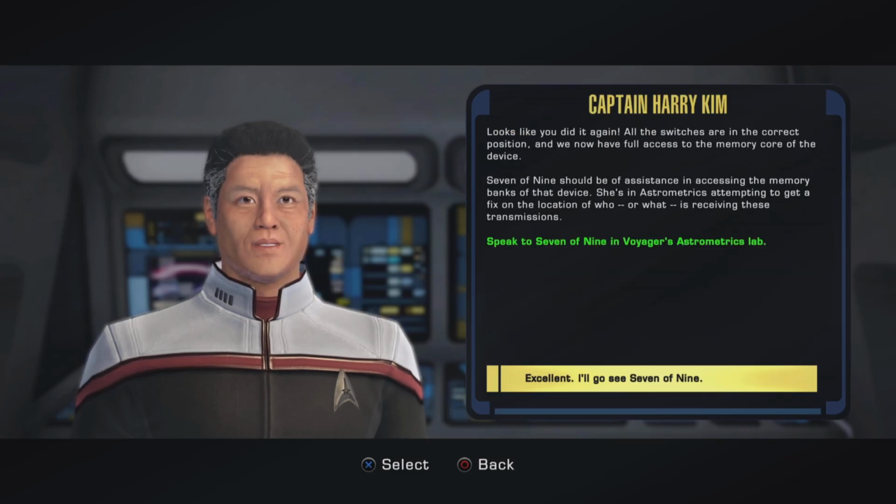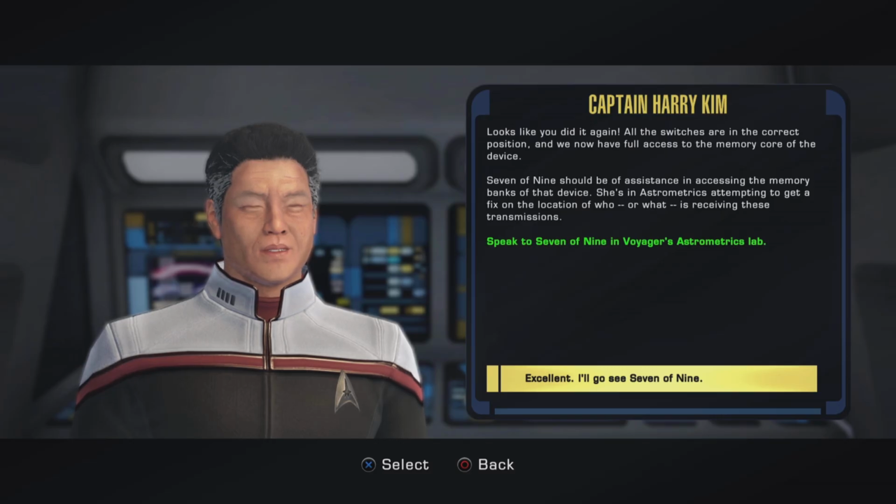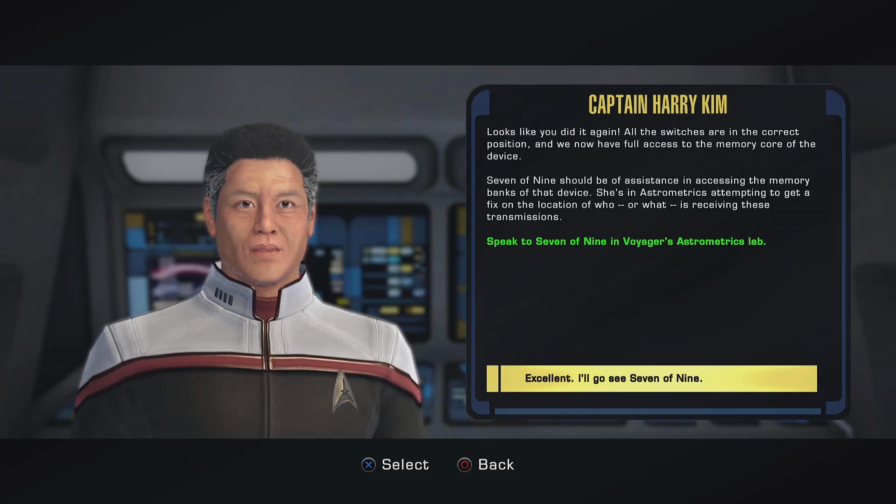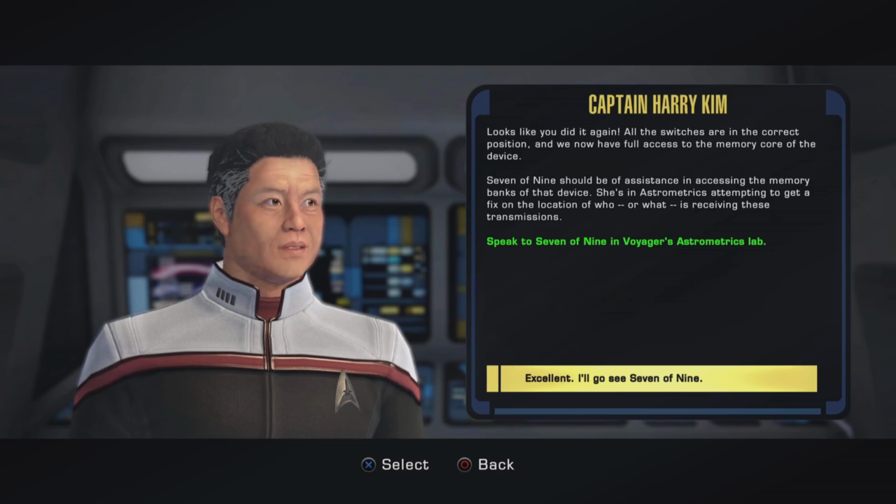Looks like you did it again. All the switches are in the correct position, and we now have full access to the memory core of the device. 7 of 9 should be of assistance in accessing the memory banks of that device. She's in astrometrics, attempting to get a fix on the location of who, or what, is receiving these transmissions.